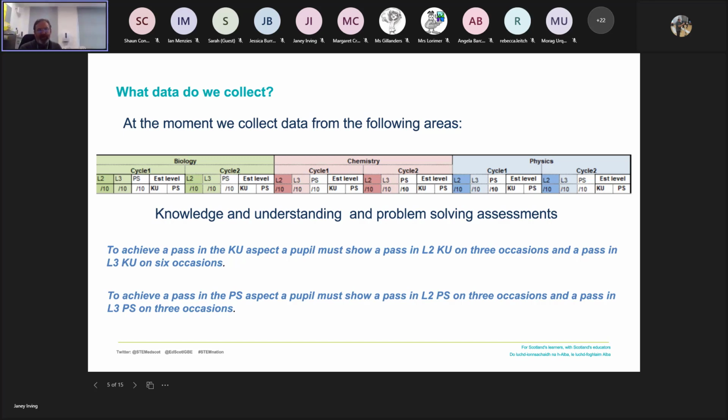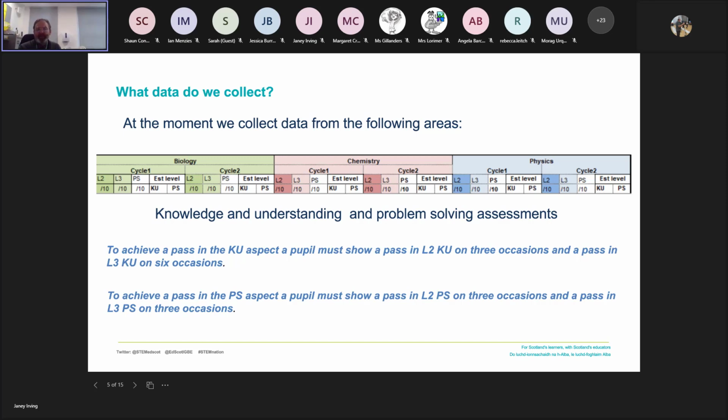So to achieve a pass in any of the knowledge and understanding sections, they need to score a certain score, which at the moment is sitting at 7 out of a possible 10 to get a level 2 in knowledge and understanding. Same in the level 3 for knowledge and understanding. And in the problem solving, it depends on their marks, whether we mark them down as a level 2 or a level 3. And the spreadsheet just basically works all of that out for us when we input the data from their tests.